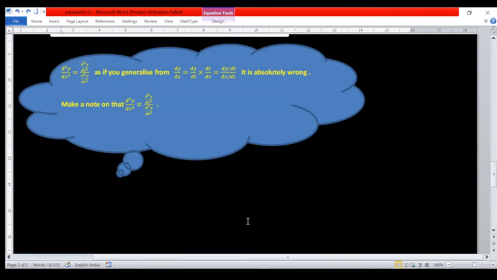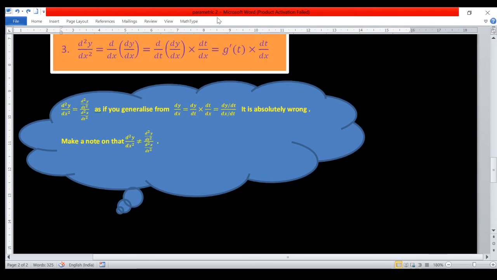You have to remember one thing. d²y/dx² is not equal to d²y/dt² divided by d²x/dt². Don't generalize from the equation dy/dx is equal to (dy/dt) divided by (dx/dt). Now it is absolutely wrong, so make a note of that. d²y/dx² is not equal to d²y/dt² divided by d²x/dt². Don't forget this. It is not equal. I told you the procedure now. Only that way will you get the correct answer. Okay, we'll go on next.